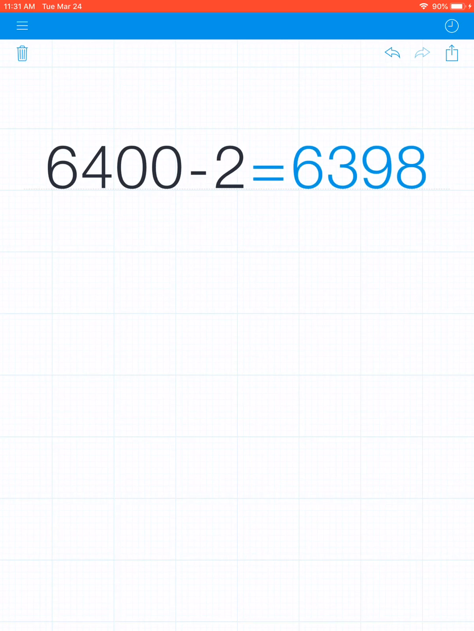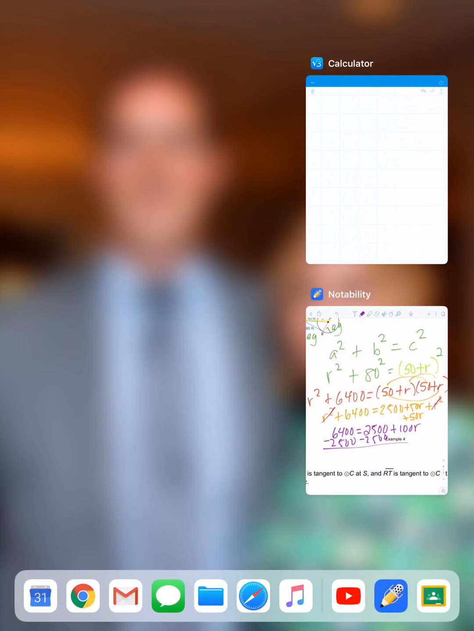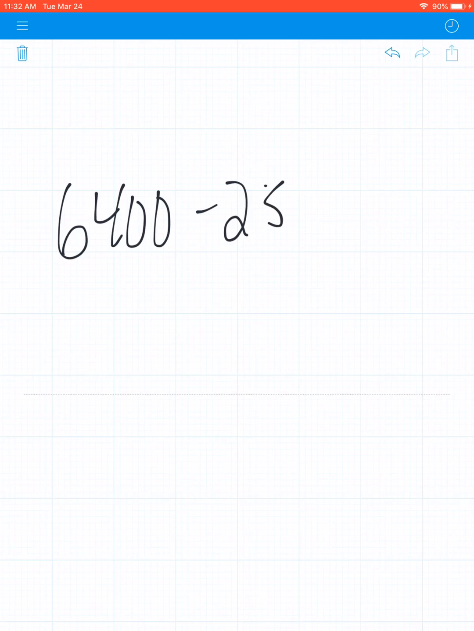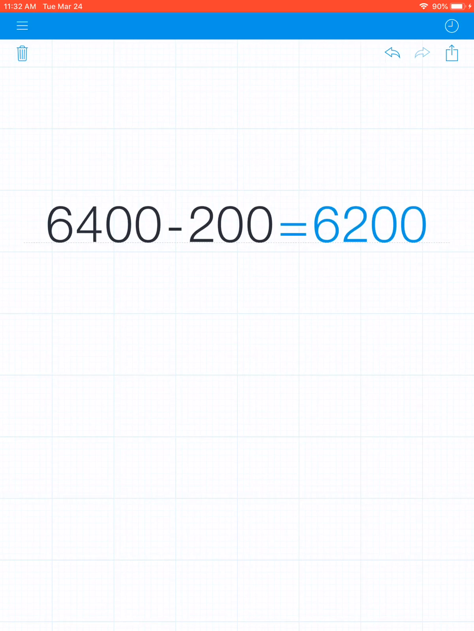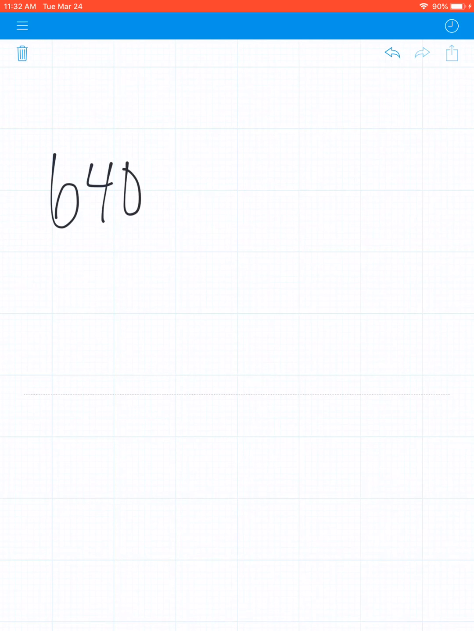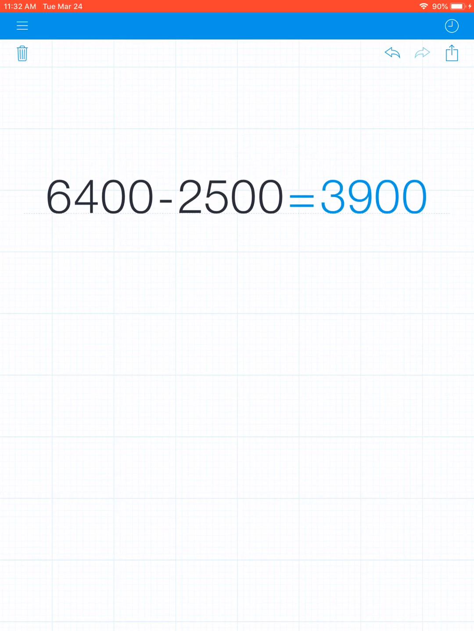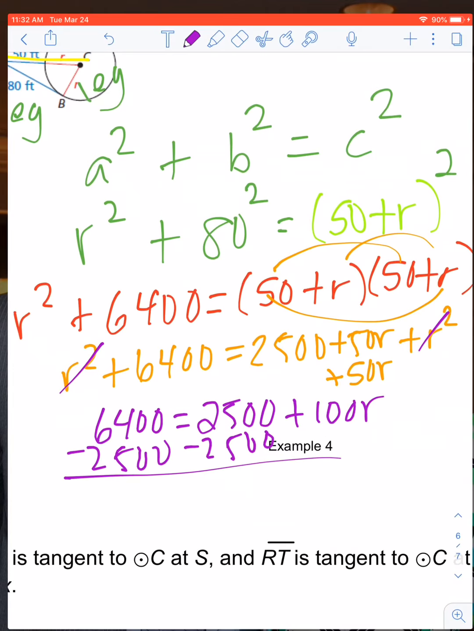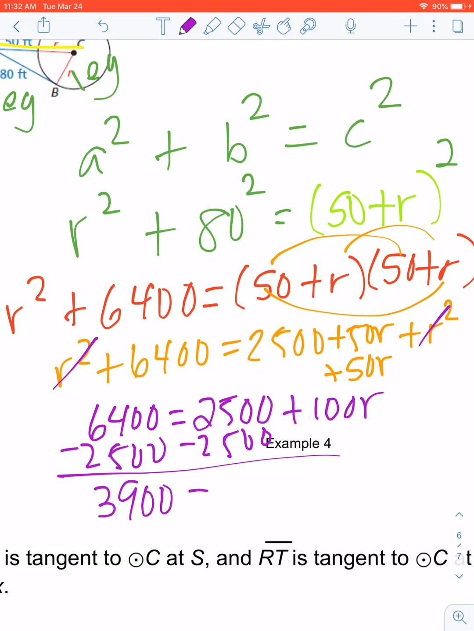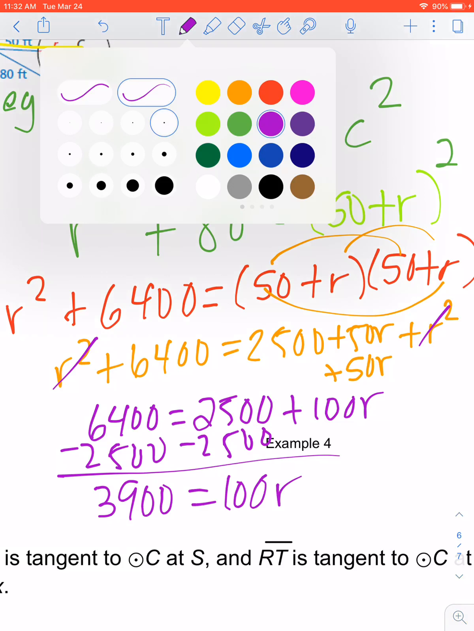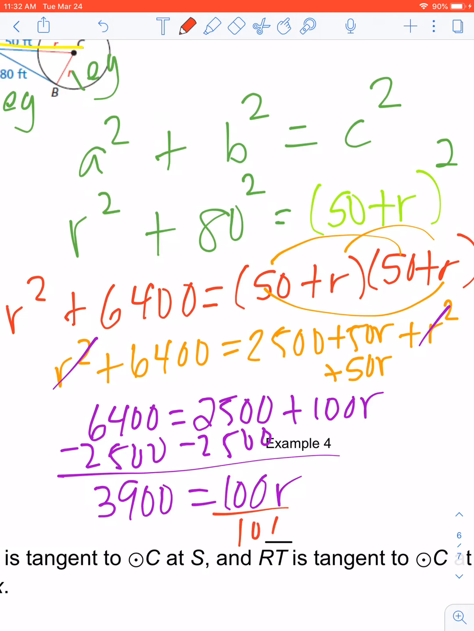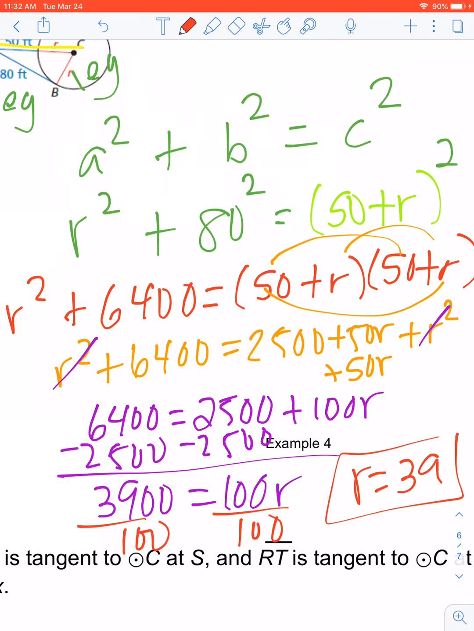Oh my gosh, I already forgot what I was doing. 6,400 minus 2,500. Oh, didn't like that. On the struggle bus. Okay, so I get 3,900. That equals 100R. And when I divide both sides by 100, I get R is 39. So that is the radius of this circle.